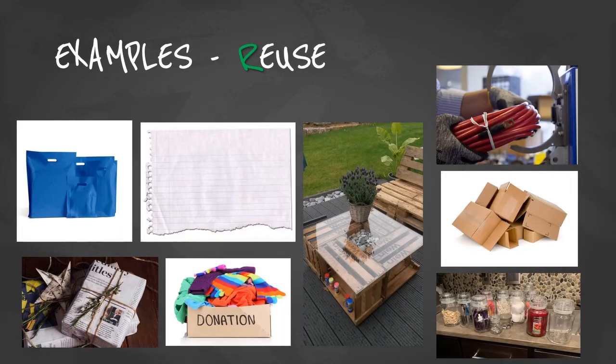So some examples of reusing materials. Carrier bags can be reused in shops when you go into the supermarket. Jars and pots can be cleaned and used as storage containers. Newspaper, cardboard, bubble wraps can be used as packaging material. Old clothes can be donated to charity shops.